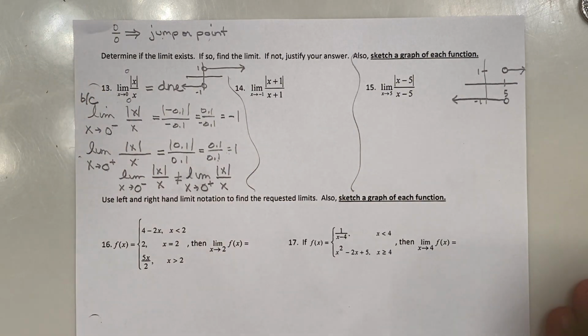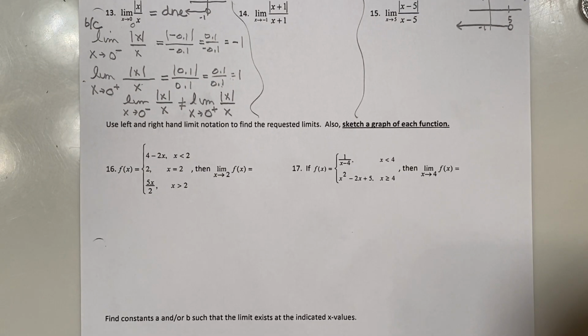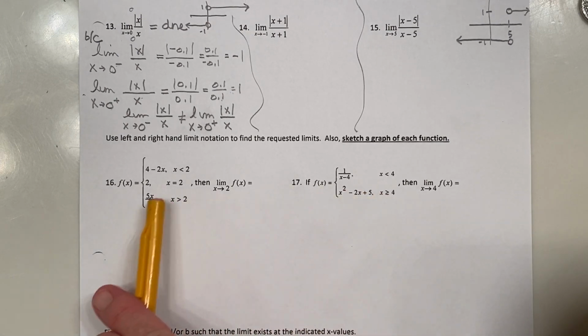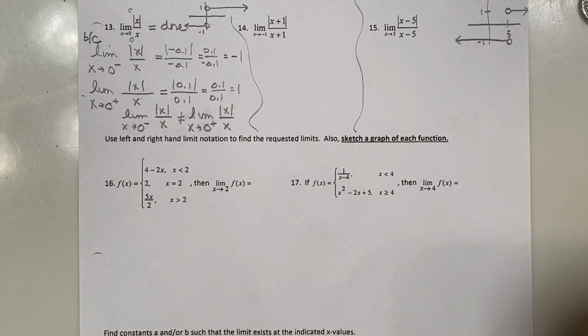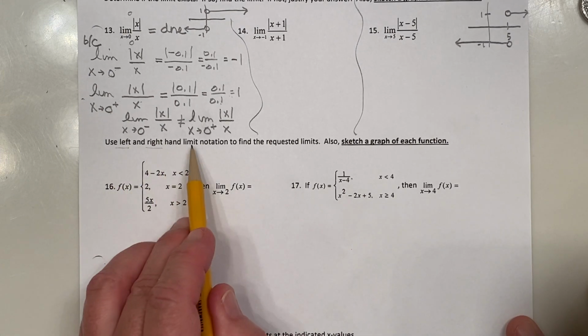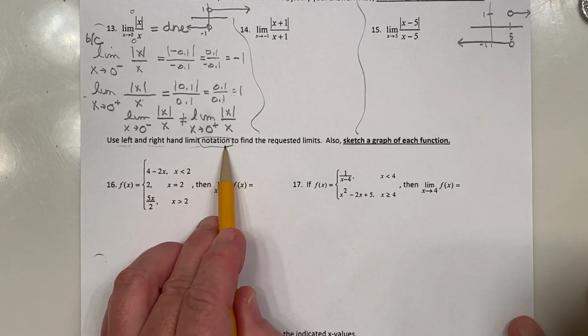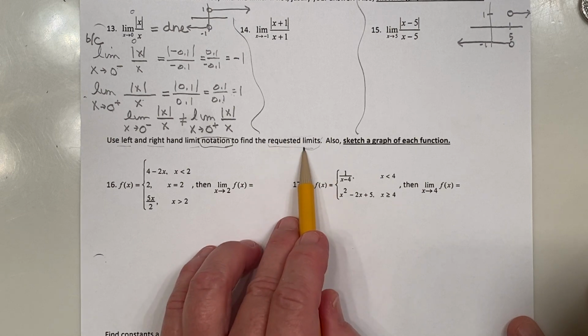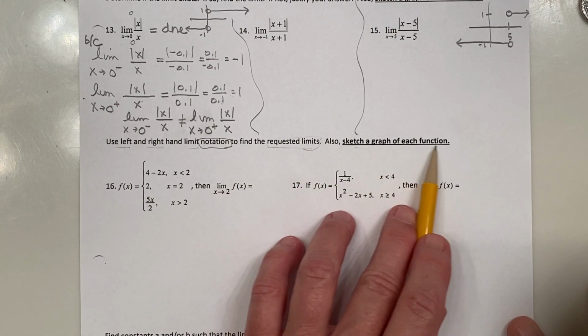All right, let's look at 16 and 17. We'll do the harder one together, 17, and I'll leave you to do 16. All right, it says use left and right hand limit notation to find the requested limits. Also sketch a graph of each function.